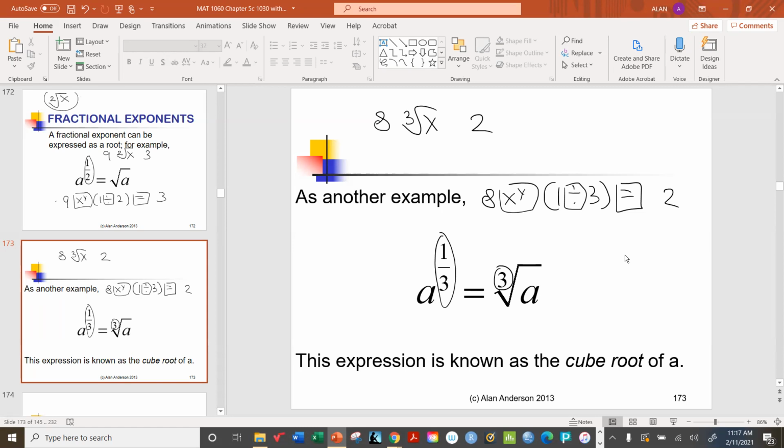And of course, don't forget, the reason why this is true is because 2 cubed is 8. So the cube and the cube root are essentially inverses of each other. It's just like if you said 5 squared is 25, therefore it must be the case that the square root of 25 is 5.